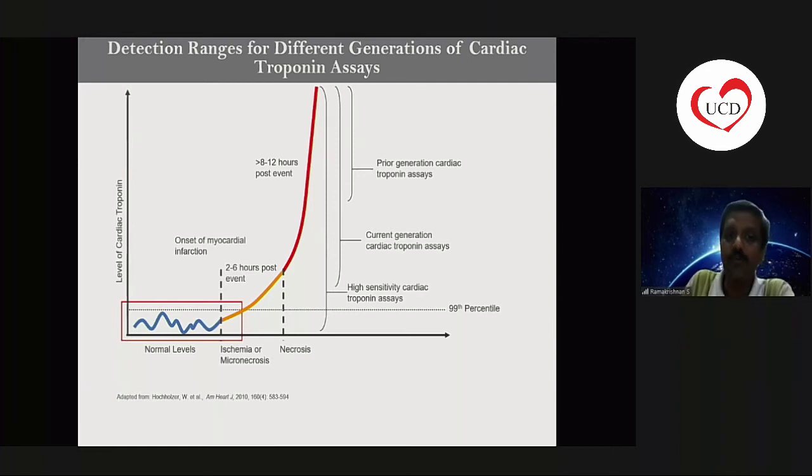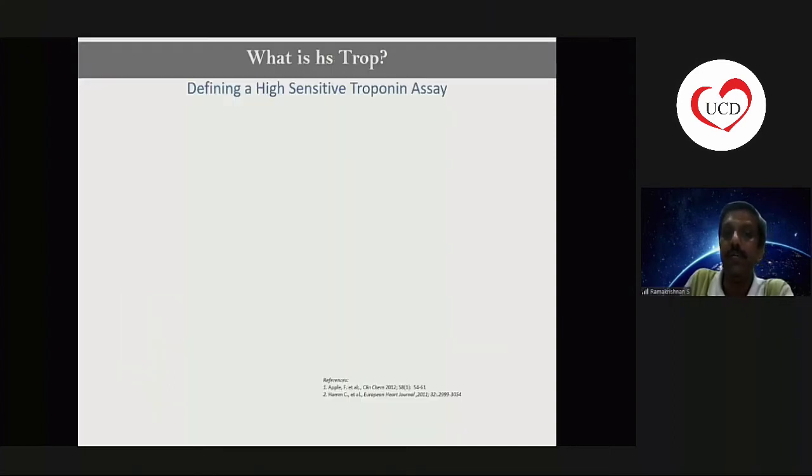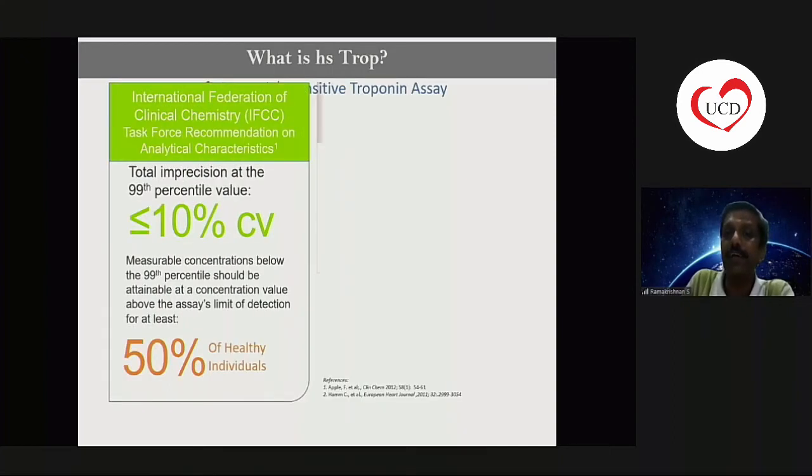So clearly now we are getting into the range where we are able to detect troponin within 2 to 6 hours, with high sensitivity troponin assays, where the 99th percentile detect range actually falls here. So this is the definition of high sensitivity troponin.